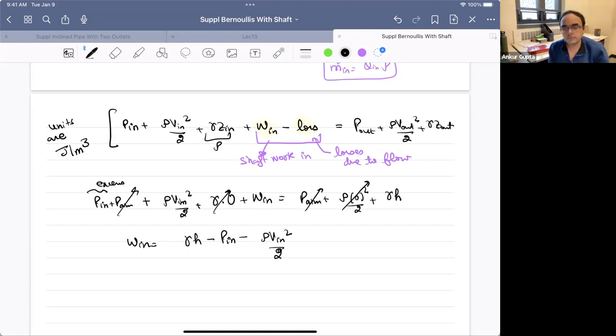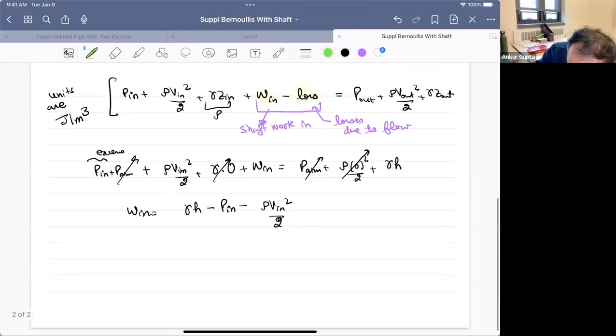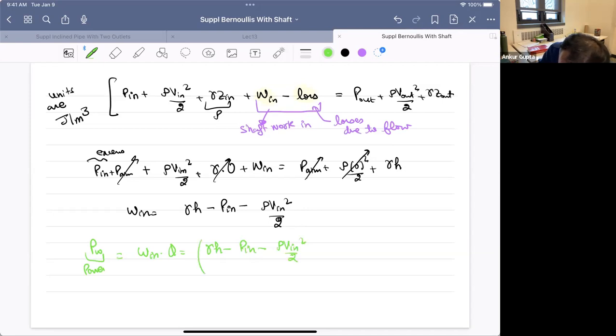Okay. So rho V in square by 2. But to find the power, and power is, I'm defining it as PW, so this power, don't get confused with pressure, is W in times Q. And so that is gamma h minus P in minus rho V in square by 2 times Q. Okay. So that's essentially what we have to plug in and find the power for.